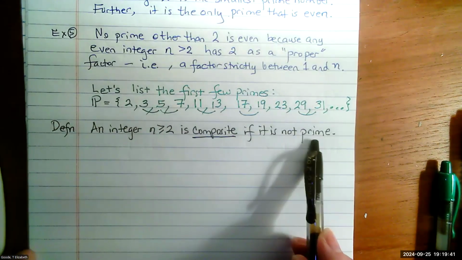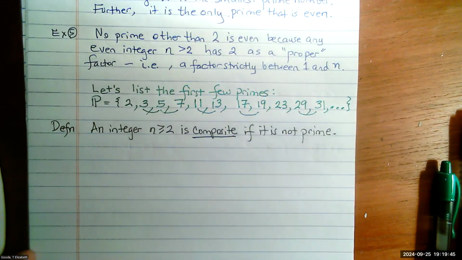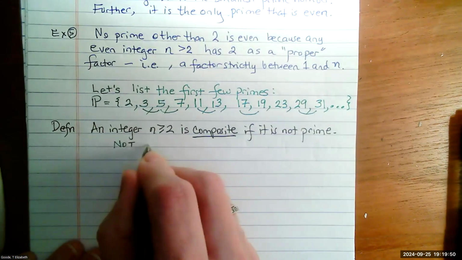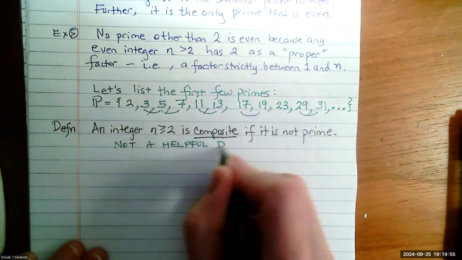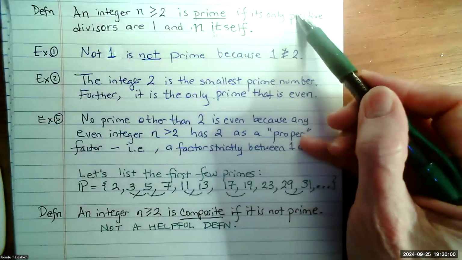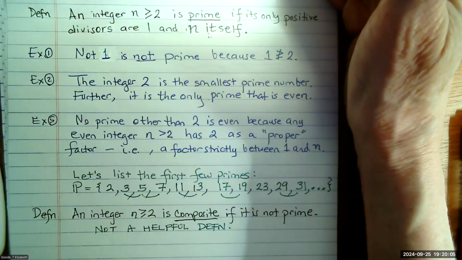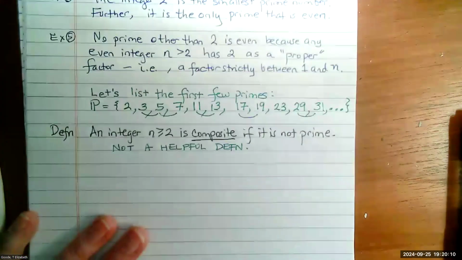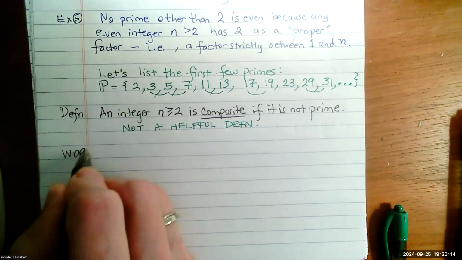Well, this kind of definition, it's like your count is on 0. It doesn't help us at all. So it's not a helpful definition. So we need to try to understand how to say not prime. In other words, that the integer n has some positive divisors other than 1 and itself. So to that end, here is the working definition of composite.